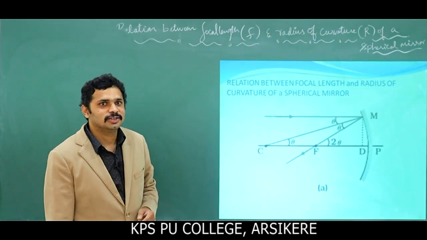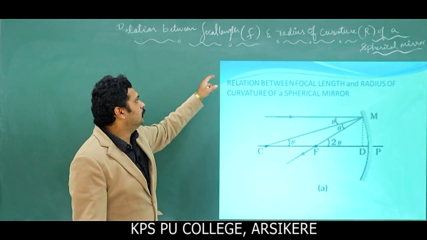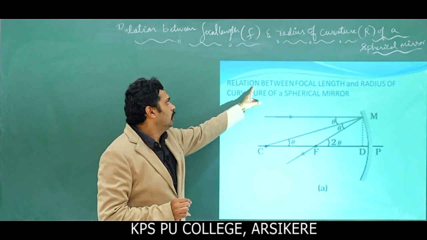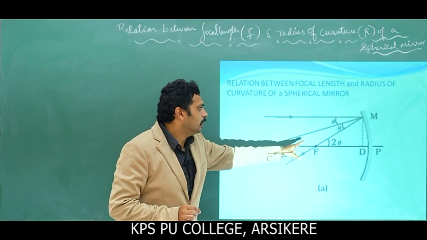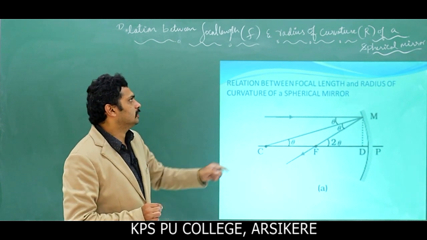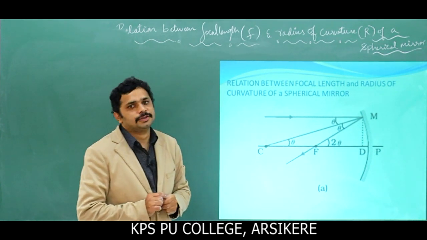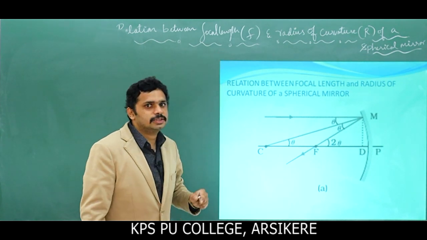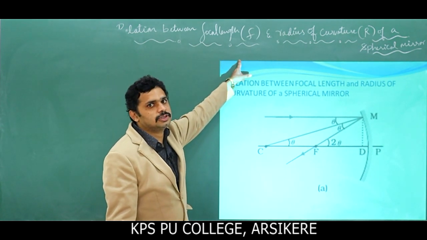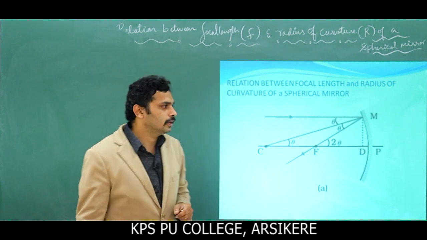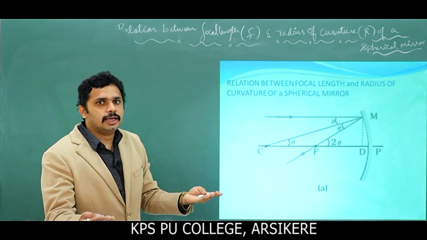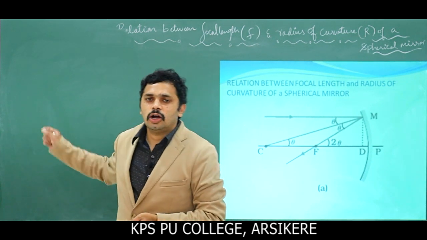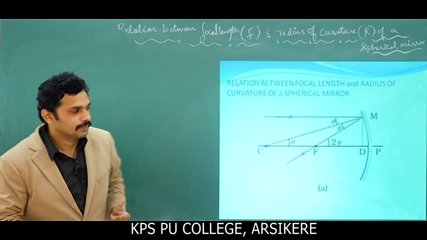Dear students, now you are going to derive the very important relation between focal length and radius of curvature for a spherical mirror. It is very important for the point of examination. This question carries 3 marks. You can take a concave mirror or a convex mirror. Here I am using a concave mirror for the derivation.